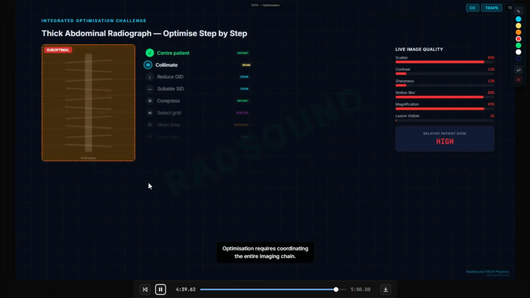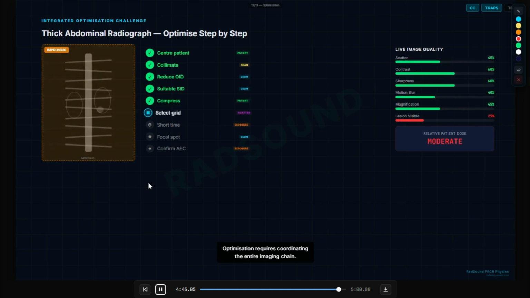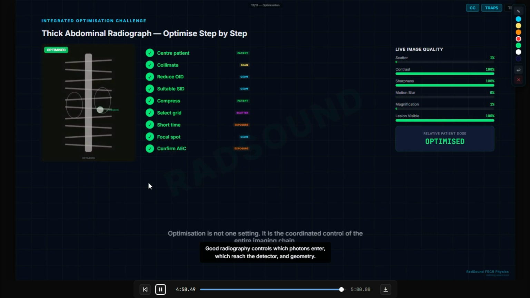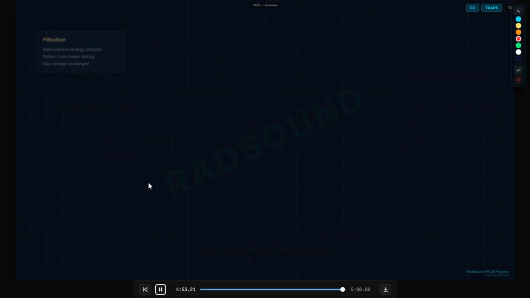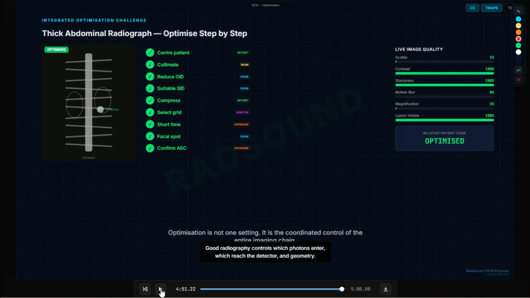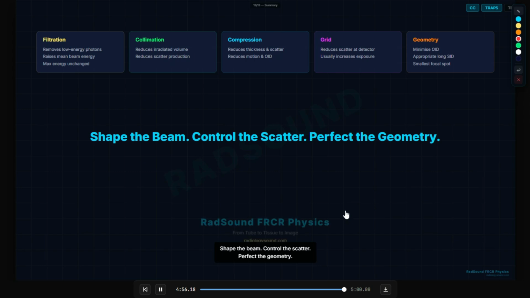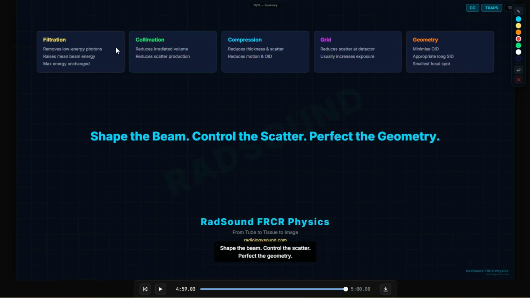So in the end, let's say we have our abdominal radiography. Why do we do this: collimate the patient, reduce OID, suitable SID, compression, shorter time, focal spot, everything to get better image quality. And you have your filtration starting away from the patient. Filtration is what you do to remove low energy photons before reaching the patient. So we do something before reaching the patient: we do filtration and collimation. At the level of the patient, you do proper positioning and compression.